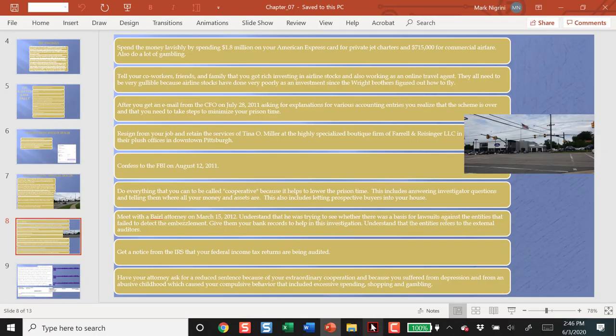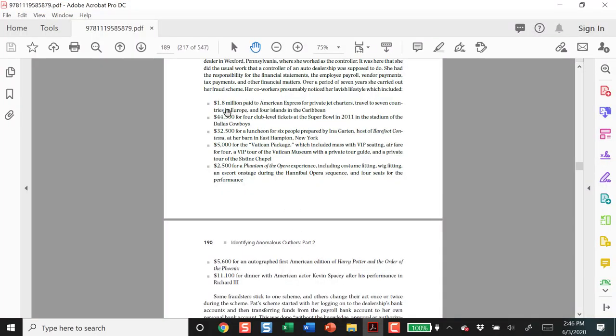If we go to the book, there it is, and we can talk about $32,500 for a luncheon, $5,000 for a Vatican package, $2,500 Phantom of the Opera experience, autographed first edition, dinner with Kevin Spacey. And this doesn't fall under rationalization, and I almost think it's hard to believe that somebody could have the pressure to spend this amount of money.